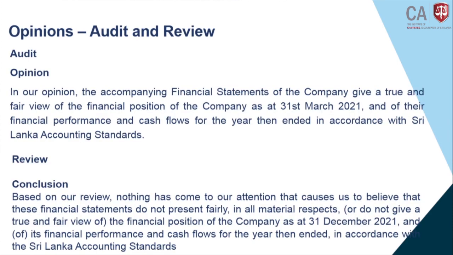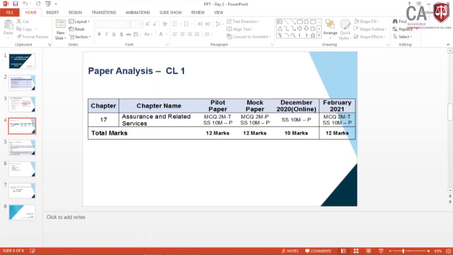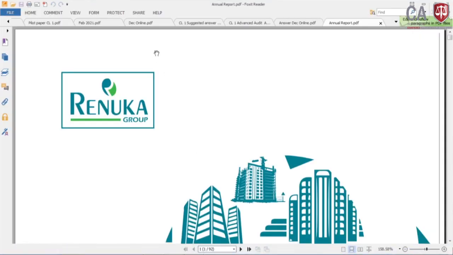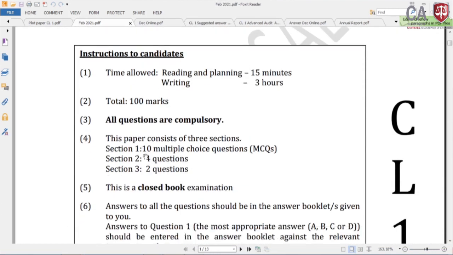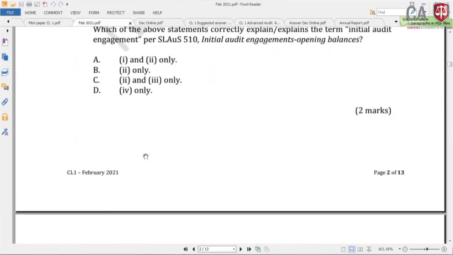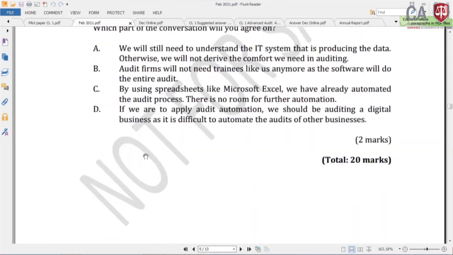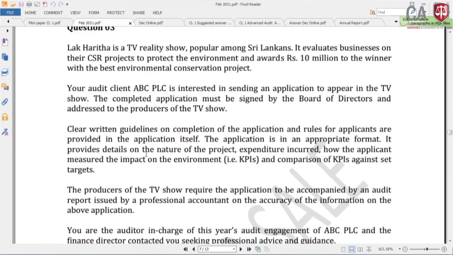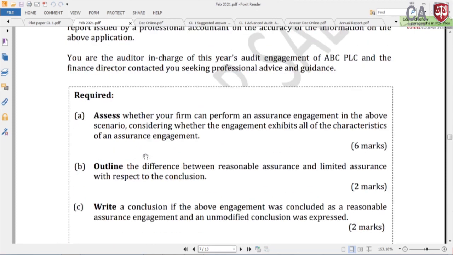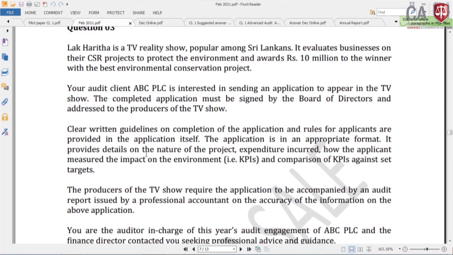Let us look at a past paper question to see how that has come in your examination paper. I'll get the February 2021, your recent examination. In section 2, short scenario questions, question number 3, it's given for 10 marks. Shall we quickly read this question to understand what type of question would come.